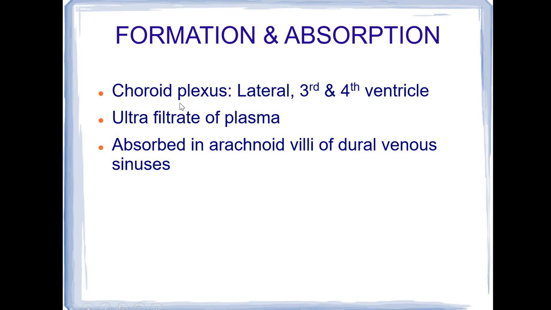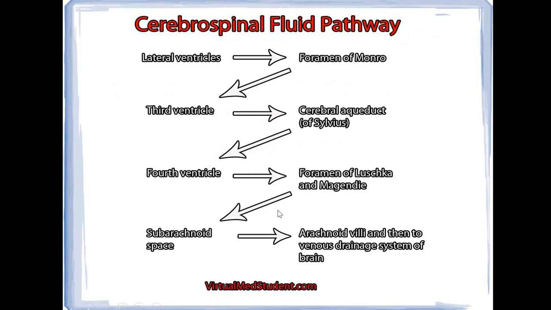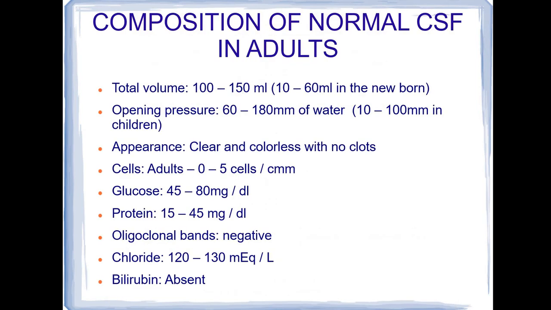Summarizing again: formation is in the choroid plexus of the lateral, third and fourth ventricles, and absorption is in the arachnoid villi of the dural venous sinuses. This is the elaborate pathway: starting from the lateral ventricles, it finally gets drained into the arachnoid villi, and in between it traverses the foramen of Monro, the cerebral aqueduct of Sylvius, and the foramina of Luschka and Magendie. This is the complete pathway where the CSF traverses and then ends up in the arachnoid villi.